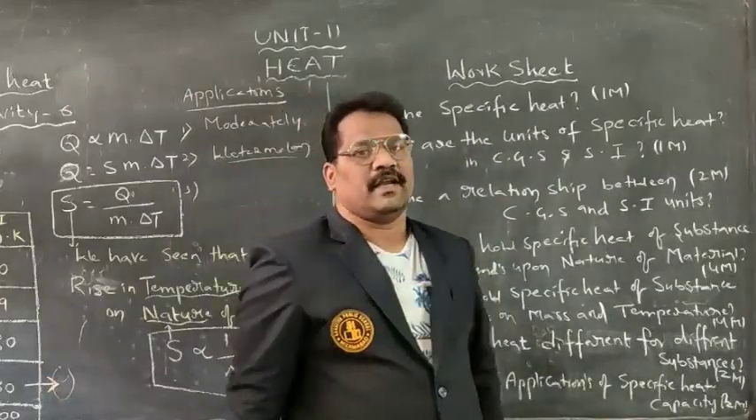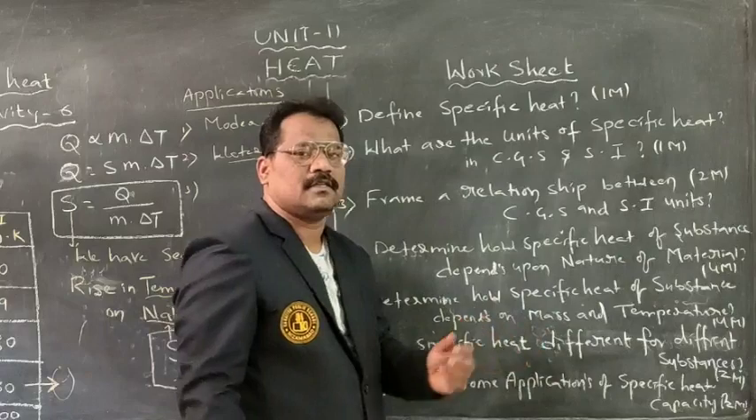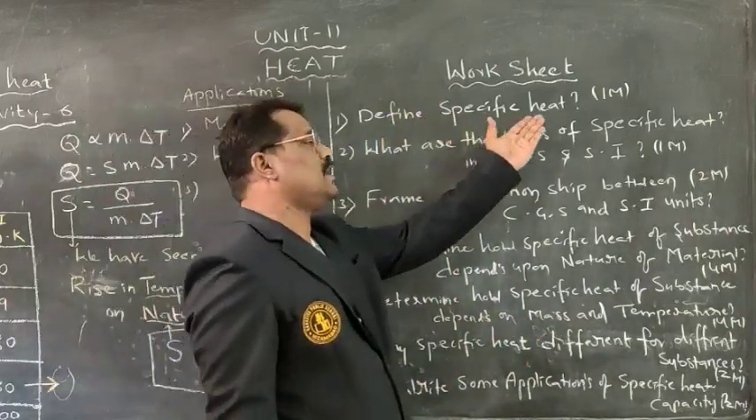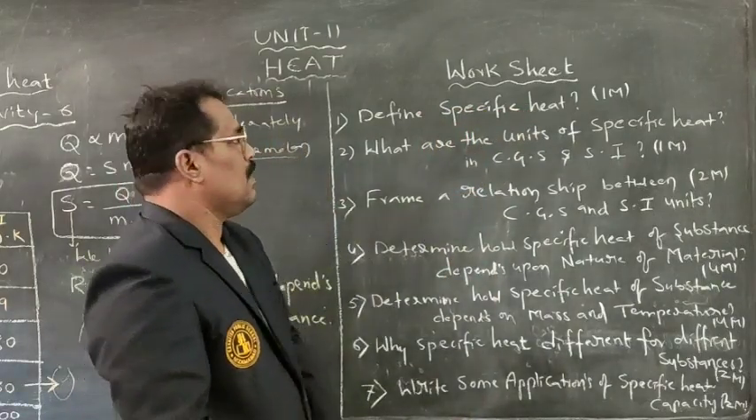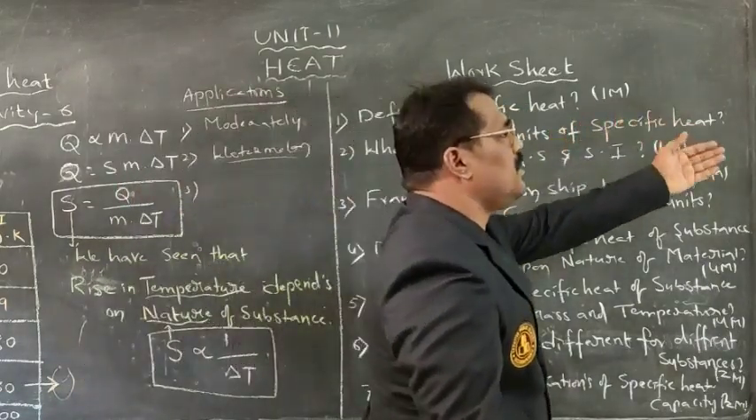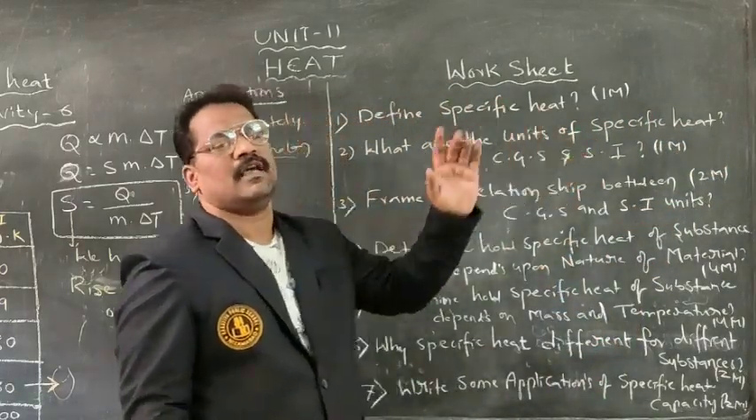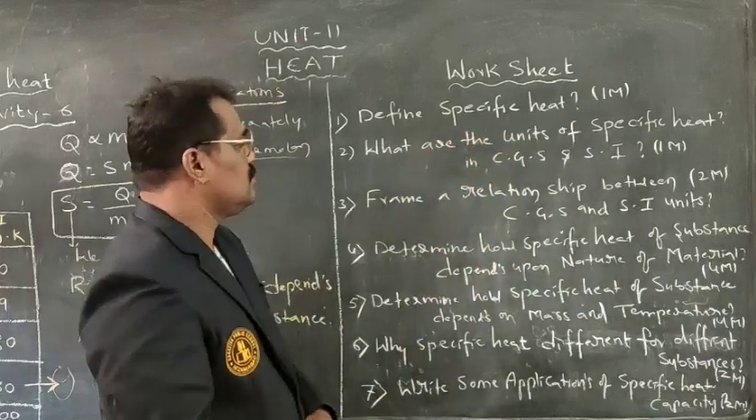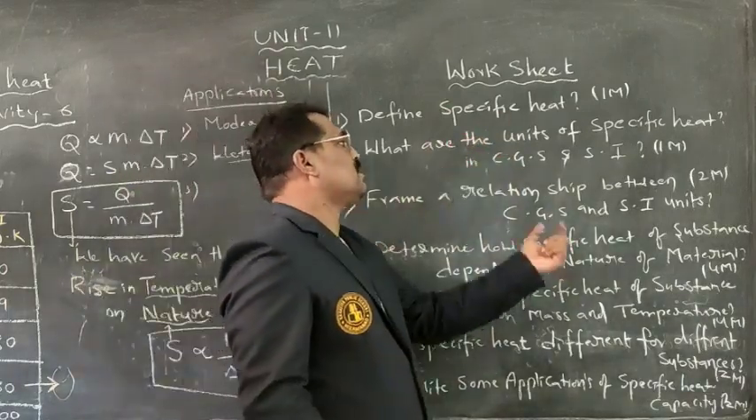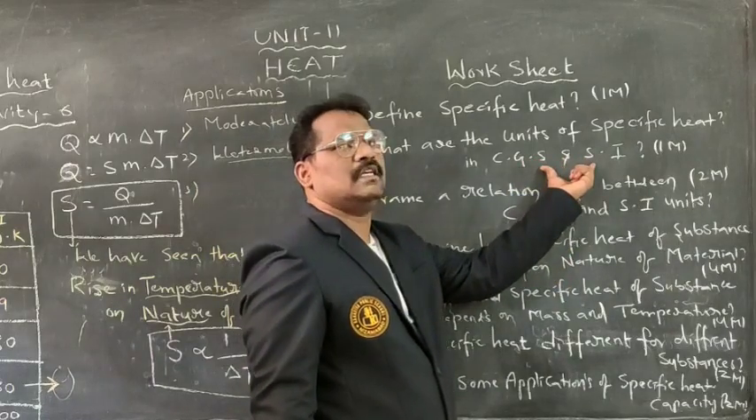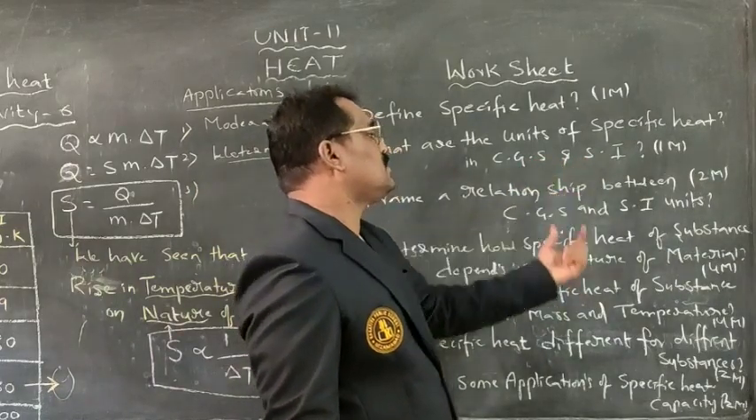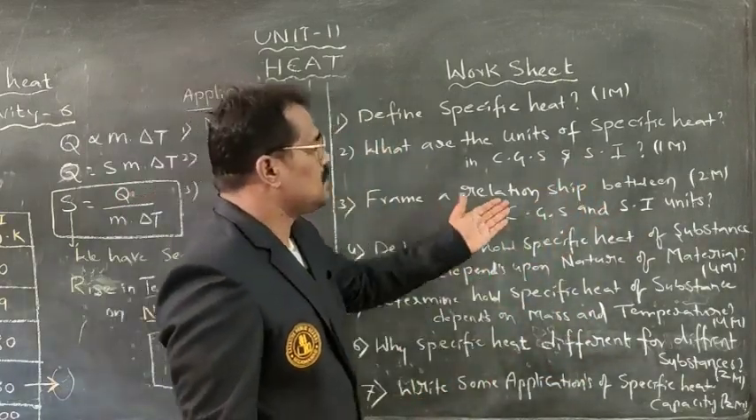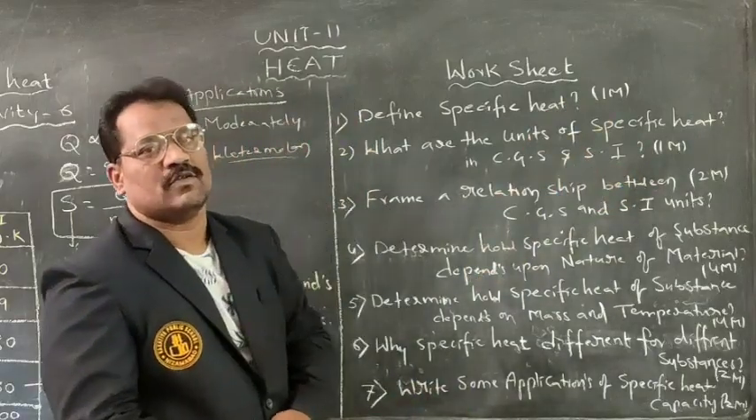Within this specific heat concept, let me go through a worksheet. How would the worksheet be? Directly, they may ask: define specific heat of a substance. Or, what are the units of specific heat of a substance in the CGS system as well as the MKS system? For 1 mark they can ask. Similarly, they may ask you to frame a relationship between the CGS and MKS system units. That question can be asked for 2 marks.